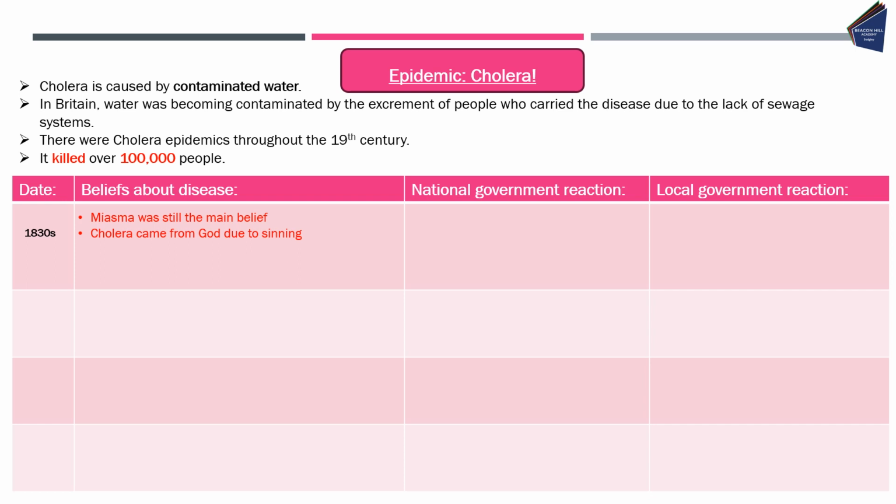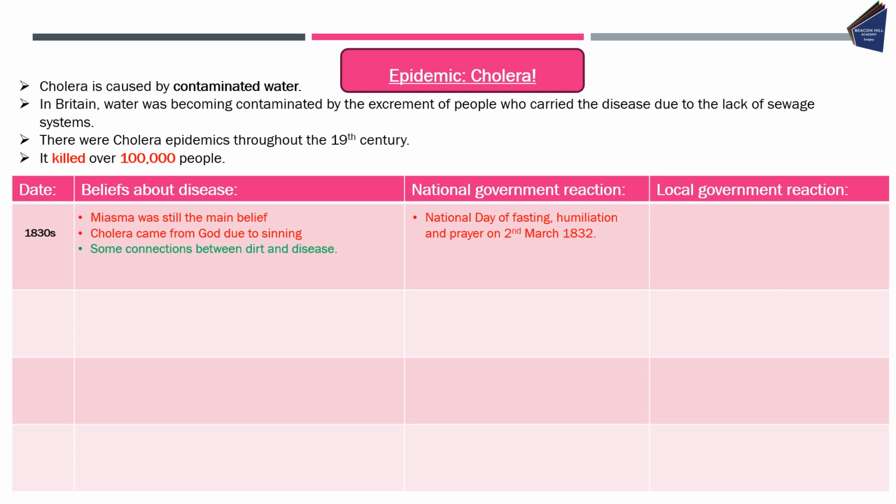So this is showing us that we have a lack of progress as a result of religious beliefs. There is one positive in the fact that there were becoming people who are making connections between dirt and disease, but these are very few and far between. The germ theory is not yet being discovered, and as a result of that, people are still putting faith in miasma and religion.